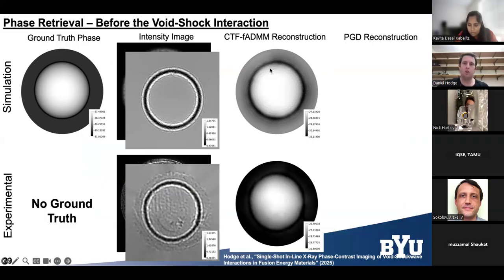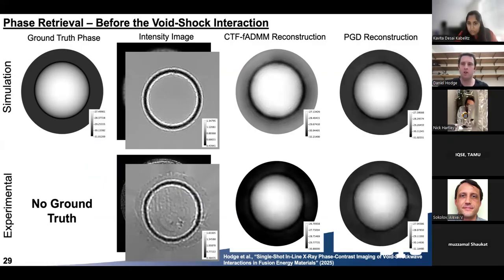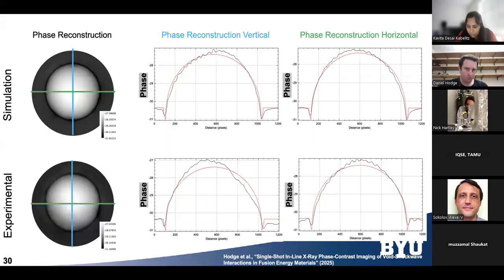The CTF is really good at reconstructing the slowly varying phase, whereas the iterative methods are generally good at reconstructing sharp features. So throwing that into this algorithm, for the simulation on the top and experimental on the bottom, we get pretty close results. We can also do corresponding lineouts, which show that for the static case, it's fairly accurate, and there might be some deviations due to imperfect flat field correction. But the results are fairly close in terms of the output.